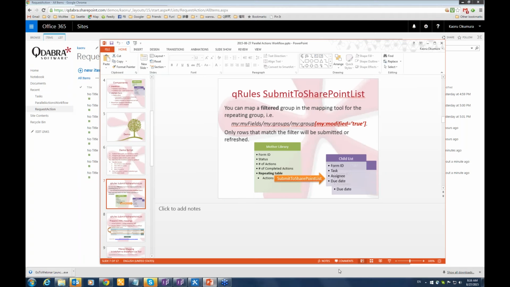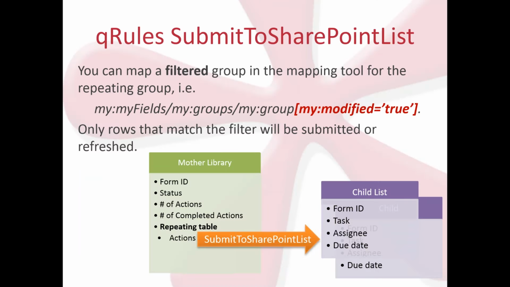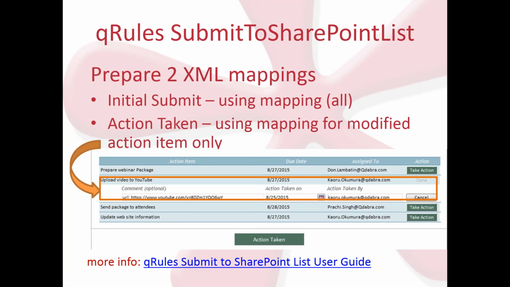So let me explain a little bit more about the development fact. Again, let's go back to submit to SharePoint list, a very, very useful command in qRules. And I found this line in the spec, which said you can map a filtered group in the mapping tool for the repeating group by specifying some condition on the repeating group. So instead of mapping everything, I can just specify, yes, I modified this one. So just submit the modified one. That's the one I use.